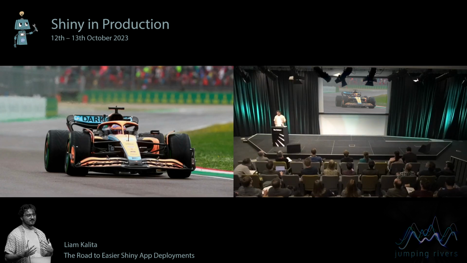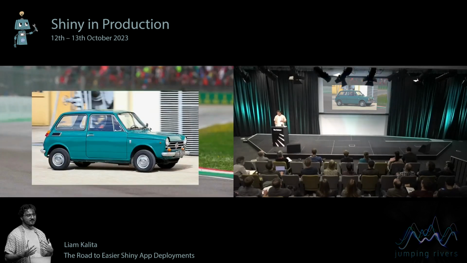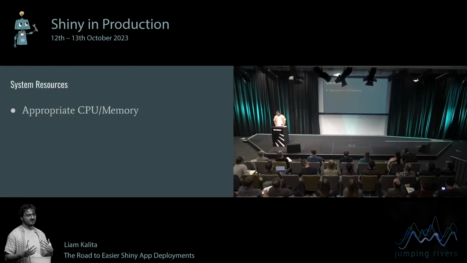Another consideration is the resources that are available in the environment in which your app is deployed. Just as a Formula 1 car needs a suitable engine to perform well in a race, if the car doesn't have a suitable engine, then it's probably not going to do as well as the other cars in the race. I'm trying to keep this car analogy going, but it's not getting so great. A Shiny app requires appropriate computing power and memory to operate effectively. A lack of resources could lead to sluggish performance, and it could break if it runs out of memory.